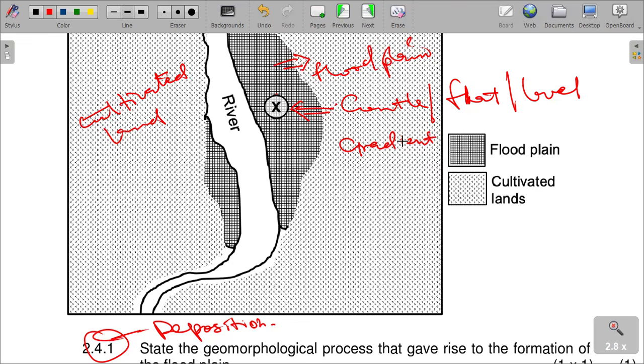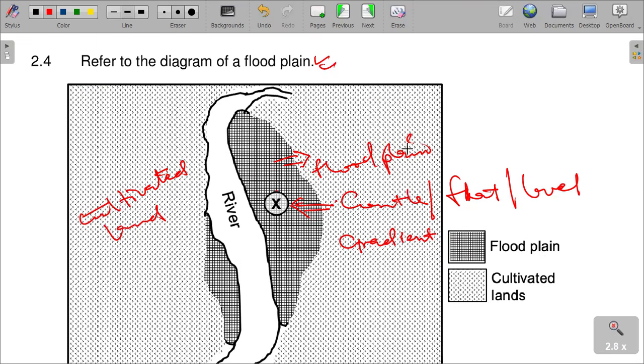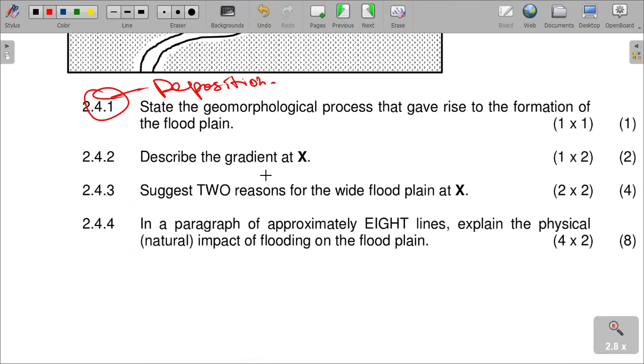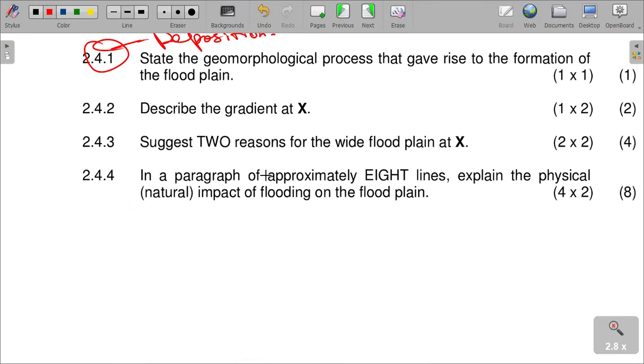It can be gentle, flat, a level gradient, because you can see that there is accumulation of floodplain deposits there, which is showing that the river is depositing all this material there. And then around it, we also have farming that is taking place.